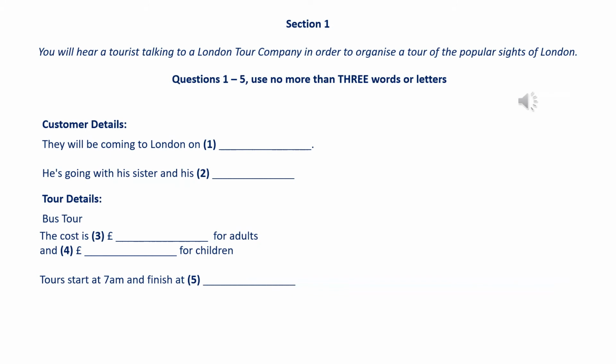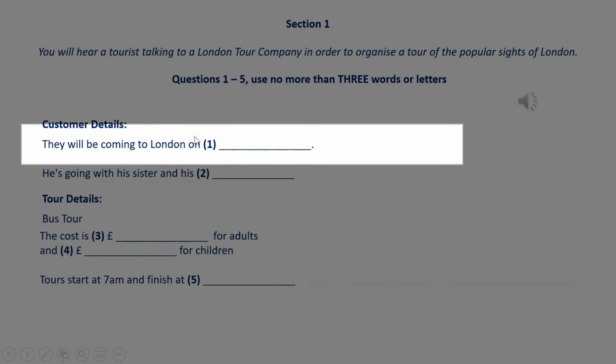We're going to examine the exercise because we have a little bit of time before the audio begins. So customer details, they will be coming to London on blank. So what's missing here? The preposition on indicates that it must be a date that is missing, a specific date.